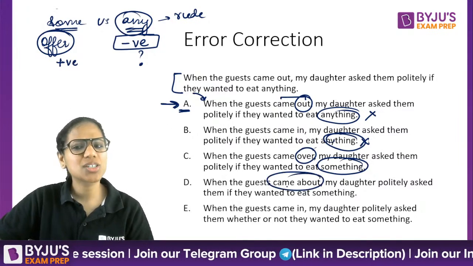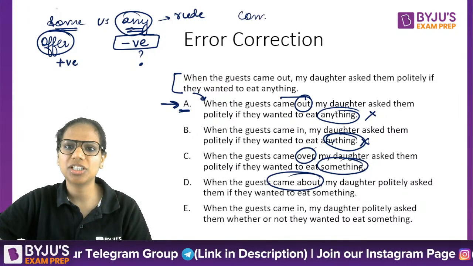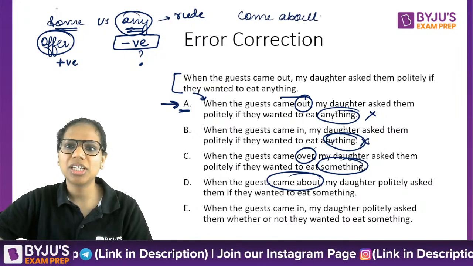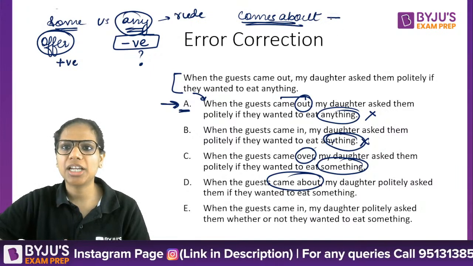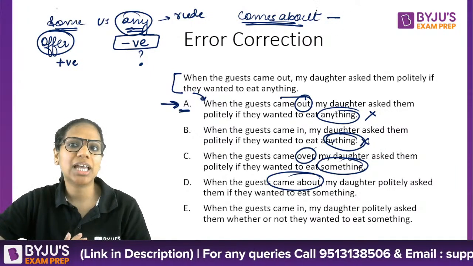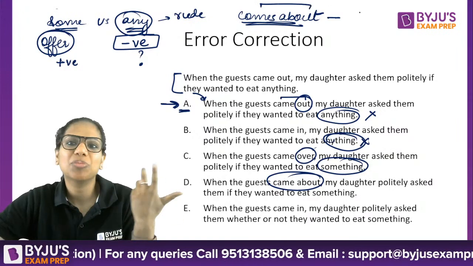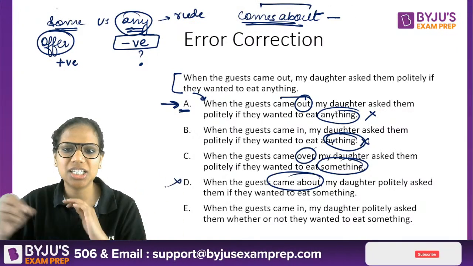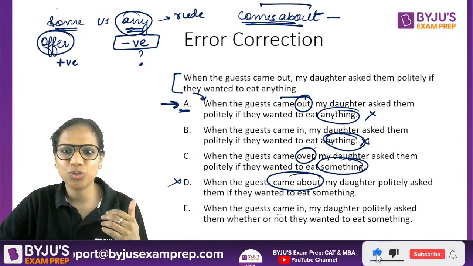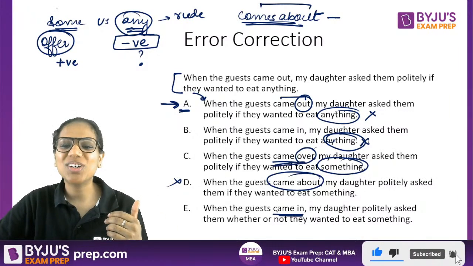Came about does not fit here. This phrasal verb does not fit here. When something comes about, it happens. So for instance, if I say, I was not sure that I would get this position, but somehow it came about for me, somehow it happened. So D is eliminated. Guests can't happen to you. Now, came over, came in.